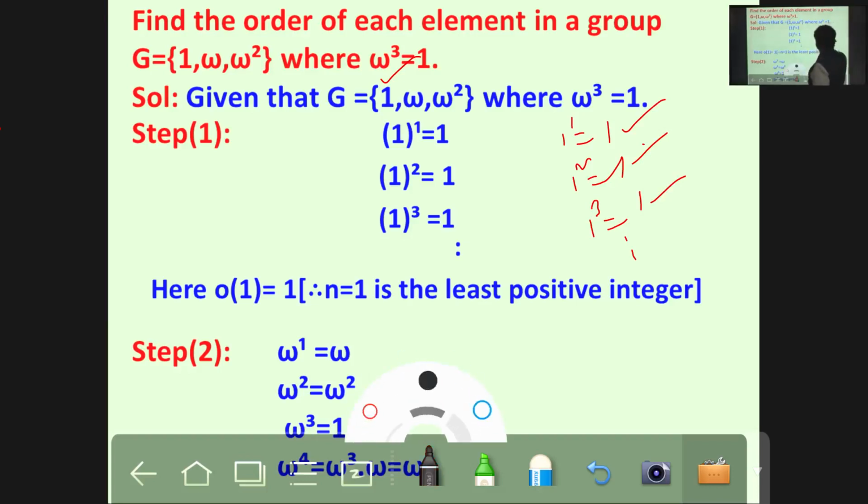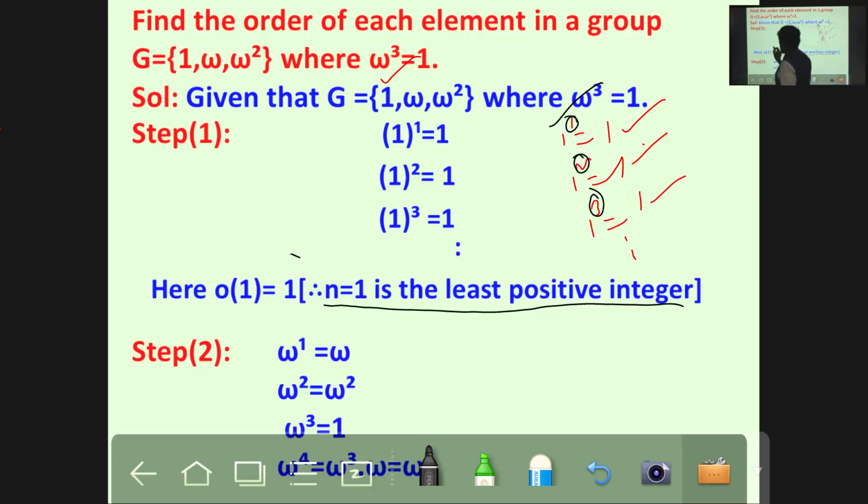So here, what is the least positive integer among 1, 2, 3? What is the least? 1. Therefore n equal to 1 is the least positive integer. Therefore the order of 1 equals 1.